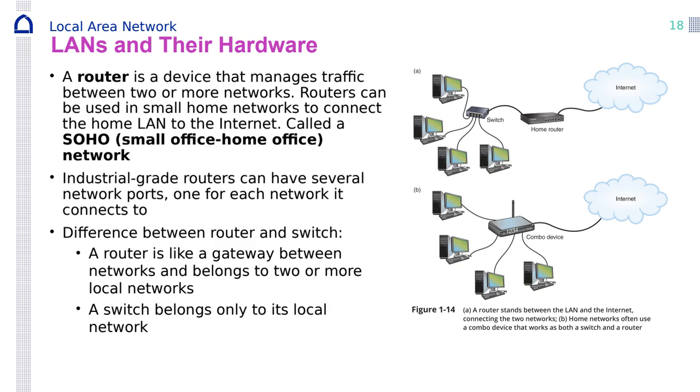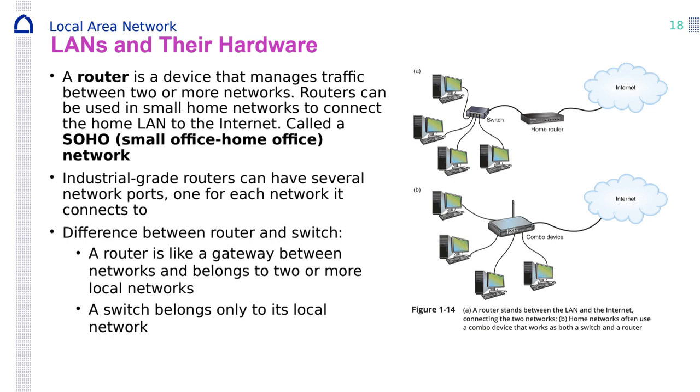What are the hardwares also in the router, in the LAN? We can have a router. It is a device that manages the traffic between 2 or more networks. Routers can be used in a small home network to connect the home to the internet. This network is called SOHO. SOHO stands for what? Small office, home office.